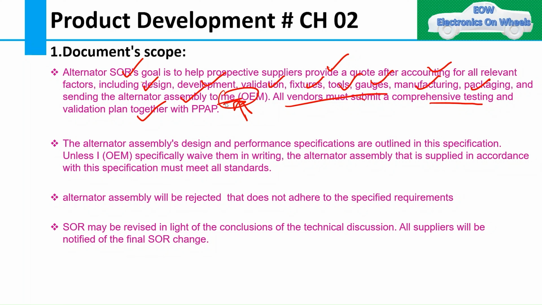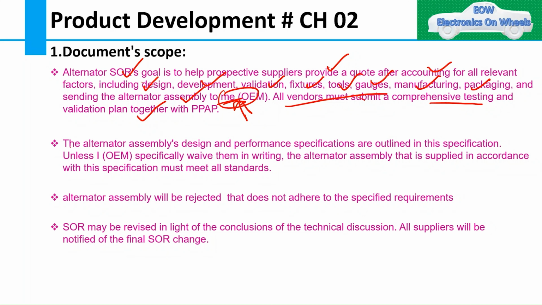So suppose if you did not mention these things, the supplier can come and say that the testing and validation plan was not in that document. Correct. So all these things you have to mention, because you are developing a vendor or you are developing a supplier for that particular component.